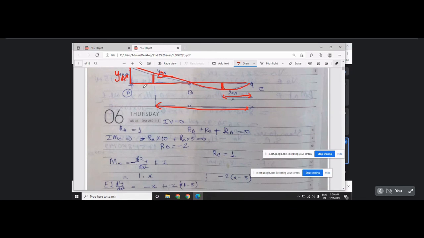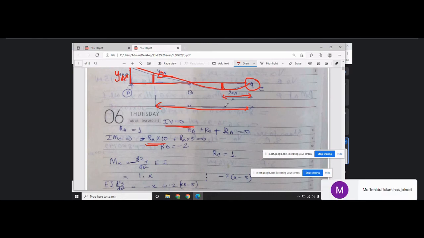For this type of three-support beam, summation V is equal to 0. That means RA plus RB plus RC is equal to 0. This is one equation. Another equation is if you take a moment about C. Moment about C: RA into 10. This is clockwise, so positive.